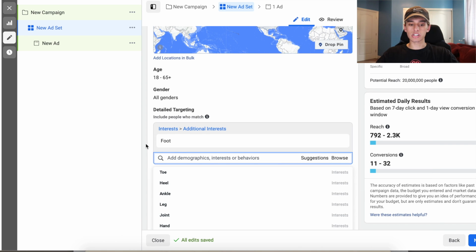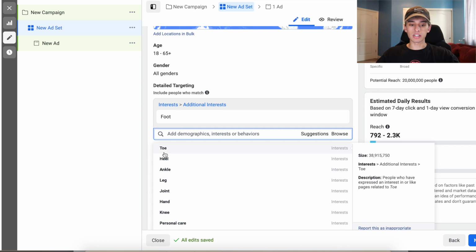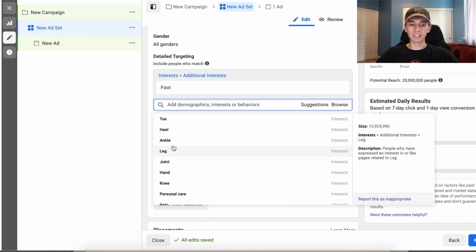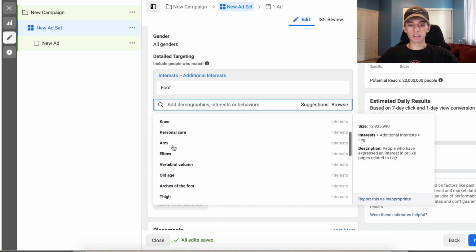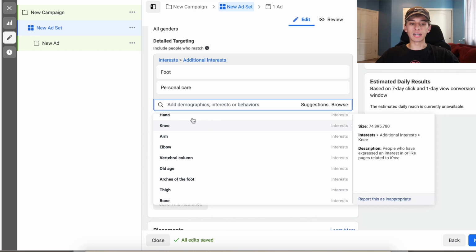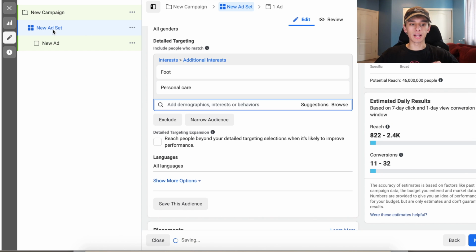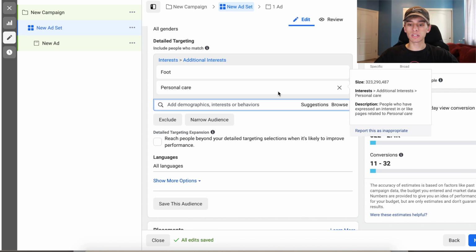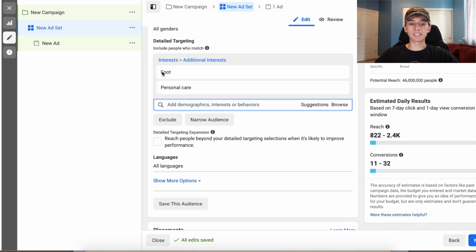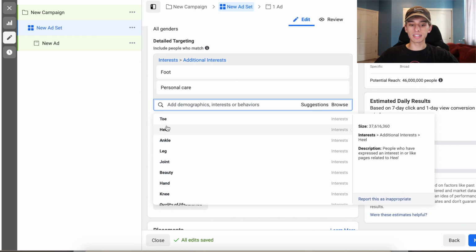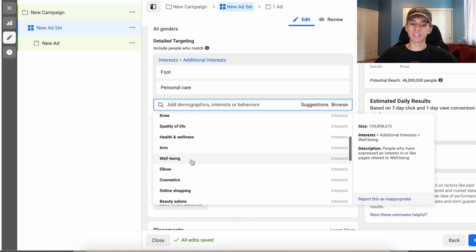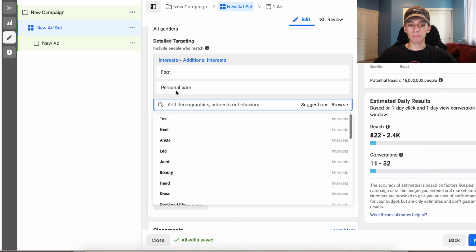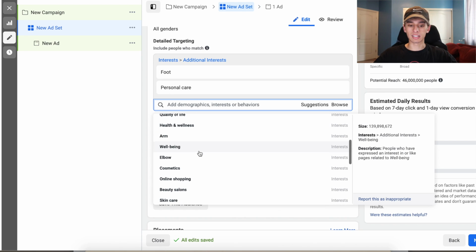Now I'm going to click suggestions, and there are so many other suggestions. So foot is kind of broad again, like I said. So then I'll do something like personal care, and I don't stack them. I normally create separate ad sets for each individual interest so that I get specific data based on each interest. I don't want to skew my data and put a ton of different interests in one ad set. It doesn't really make sense.